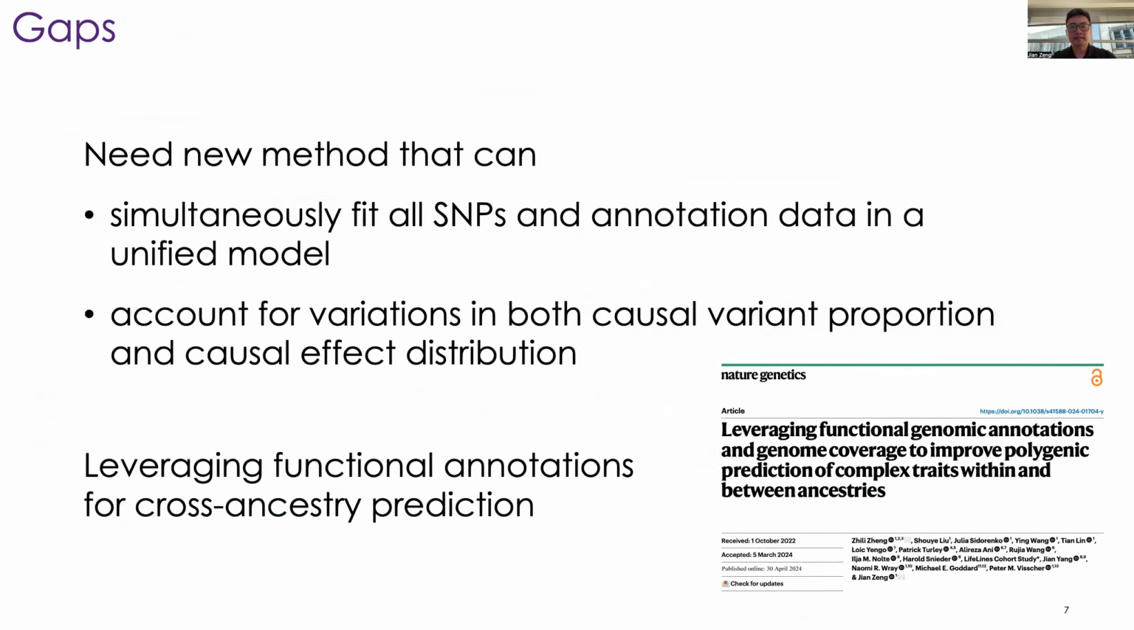So this leads to two key gaps. First, we need a model that can fit all SNPs simultaneously while incorporating functional annotation data. And second, this model should allow variation across SNPs in both the probability of being causal and the effect size distribution. These gaps motivate the development of SBayesRC.